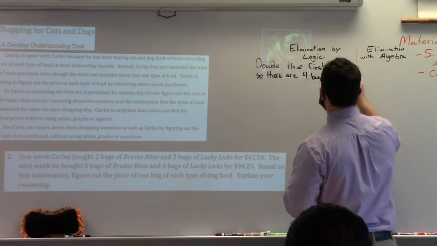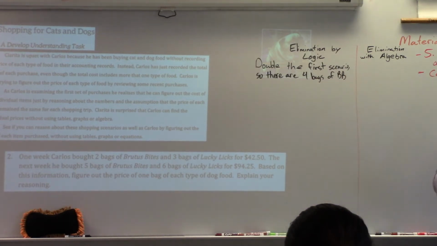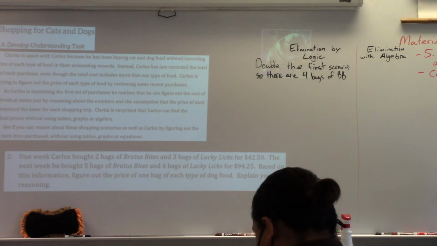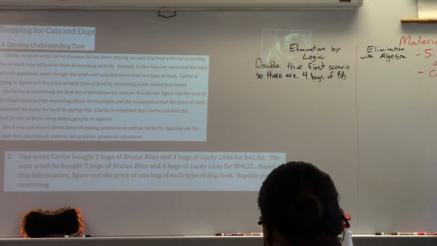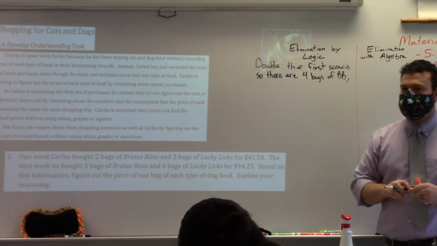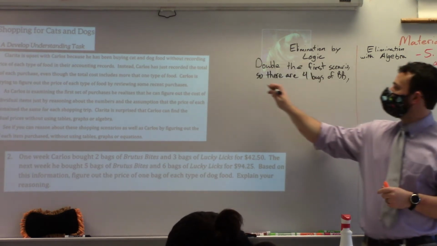This would be helpful to write this down. Remember, you already split the paper, right? We should already have this on our sheet, but it'd be helpful to go ahead and write this down on that lined paper that I told you to cut in half. So there are 4 bags of Brutus bites, and how many bags of Lucky Licks? 6, right?